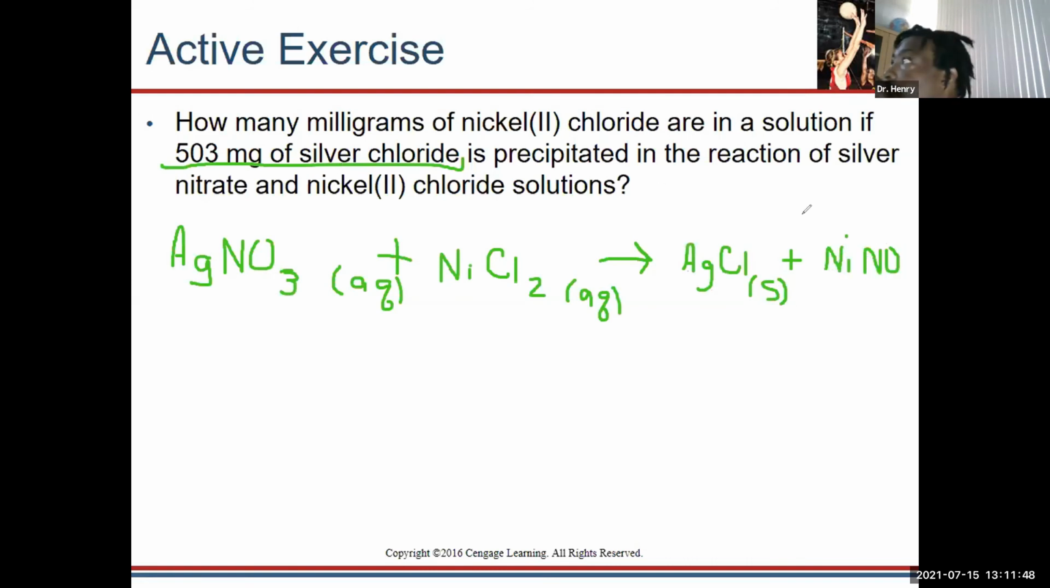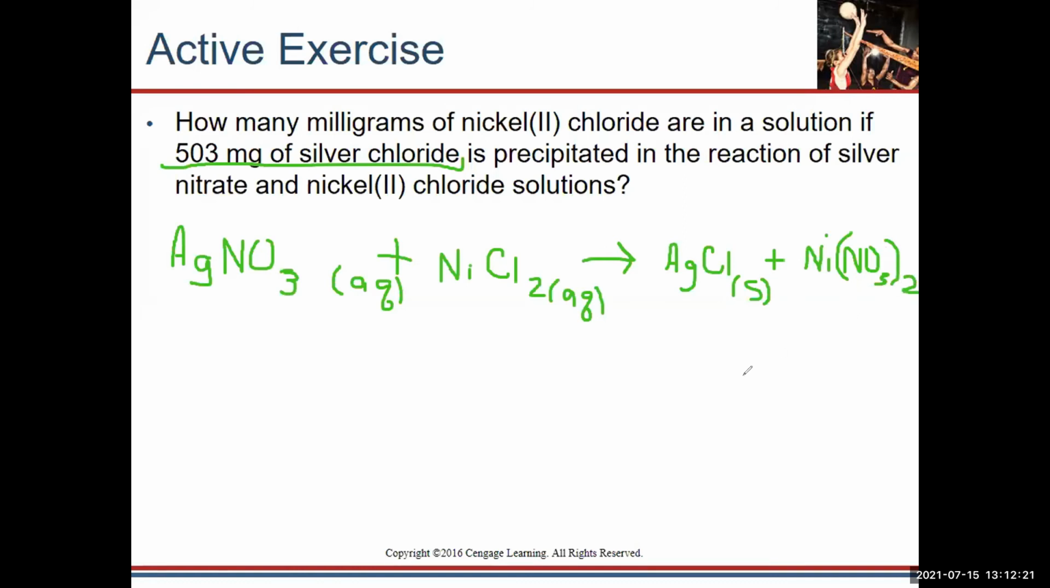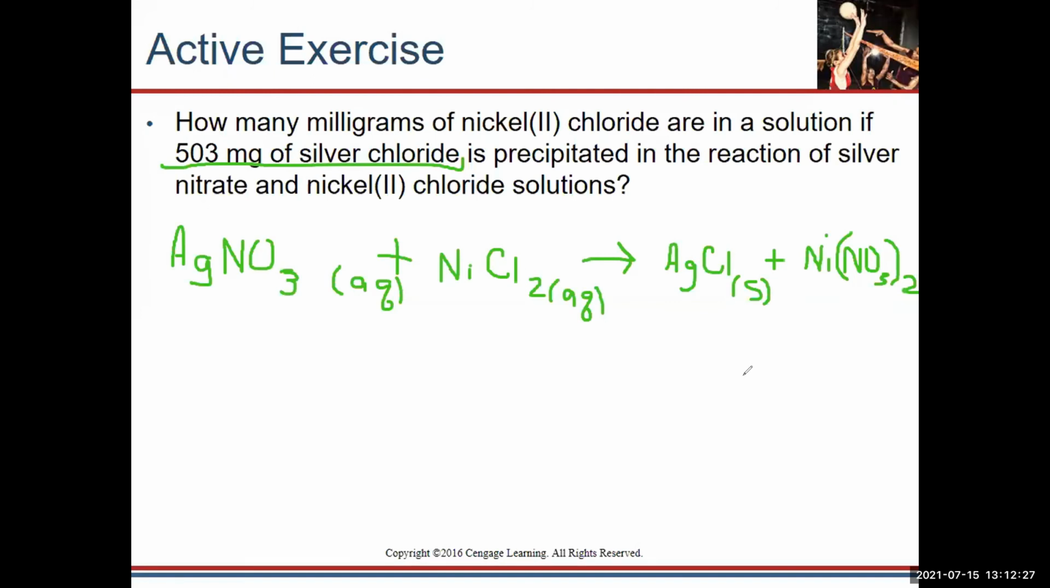Okay, so is it balanced? No. What do I need to do to balance it?